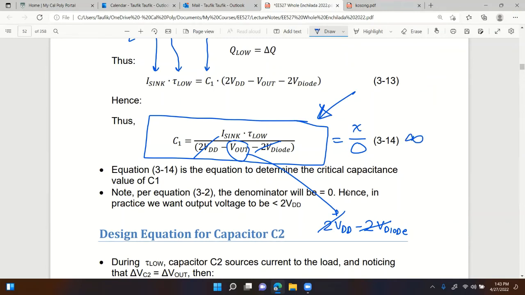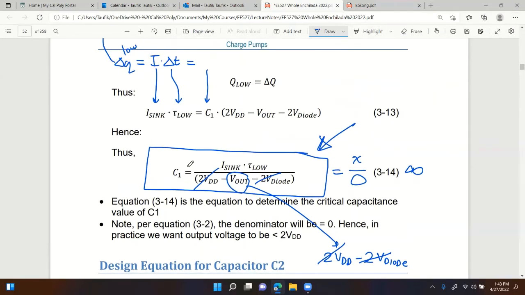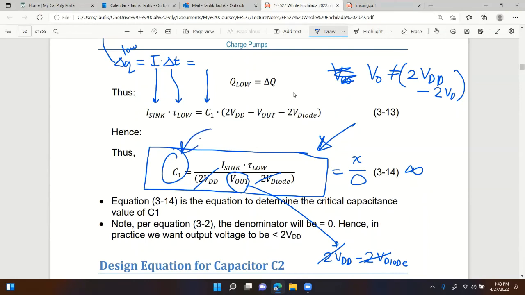So this proves the point that for this circuit, output voltage could never be equal to twice the input voltage, or in this case, twice the input voltage minus the drops, right? Because if you want this, it would require a very big capacitance C1, right? Any question on this?